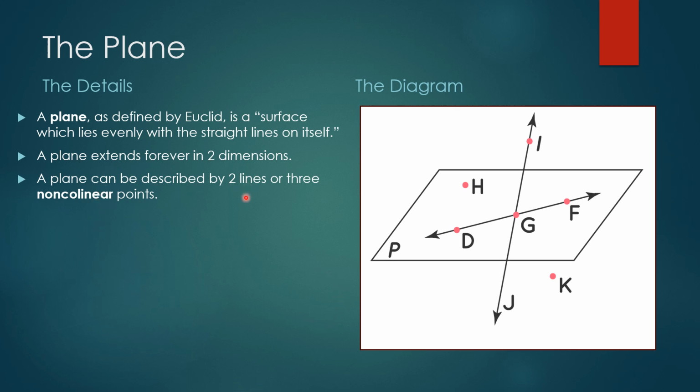A plane can be described by two lines which are on it, or by three non-collinear points. Non-collinear points are simply points that are not on the same line. Now, they have to be coplanar though. For example, point D, point F, and point H: all three of those are on the same plane, but not the same line. D, G, and F are all on the same line, but it would be difficult to describe that as simply a plane because it only shows one direction if you're on the same line.